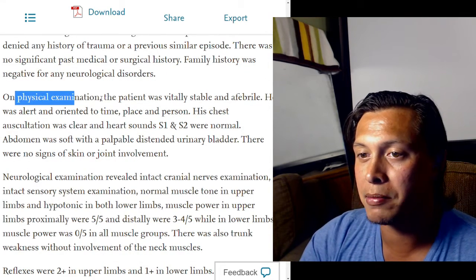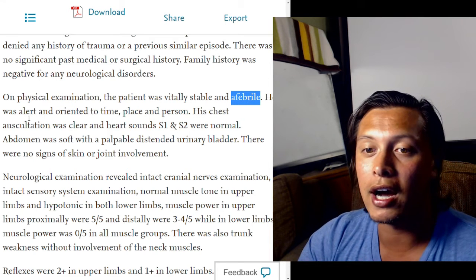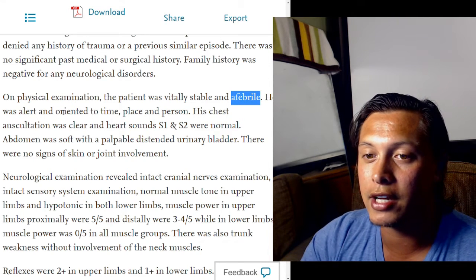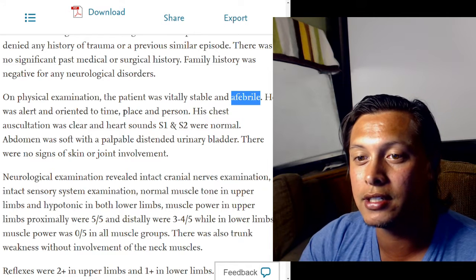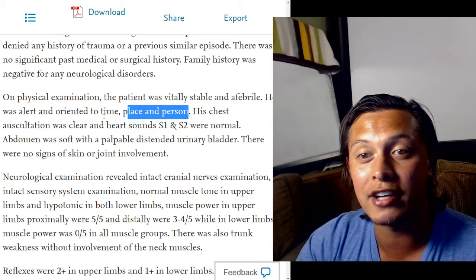Continuing on, physical examination: the patient was vitally stable and afebrile, so no fever. He was alert and oriented to time, so his sense of time was correct. Place and person, so he had his wits about him.